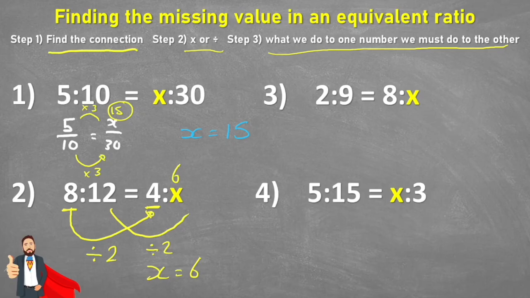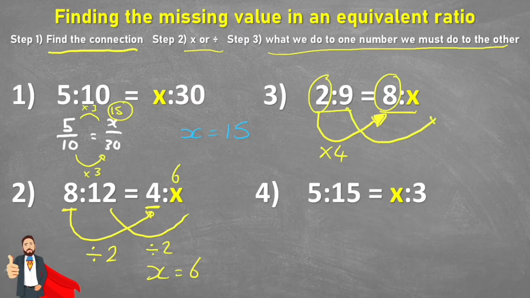Let's jump to number 3. Number 3 says 2 to 9 and 8 to x. So again, I'm looking for that connection. We've been given the first number in each of the ratio. So I'm looking at how to get from this 2 to an 8. And we can see that to get from 2 to 8, I would need to times by 4. So therefore, if we're timesing the first number in the ratios by 4, we would also need to times the second number in the ratio by 4. And 9 times 4 is 36. So in this case, x equals 36. So 2 to 9 is equivalent to 8 to 36.